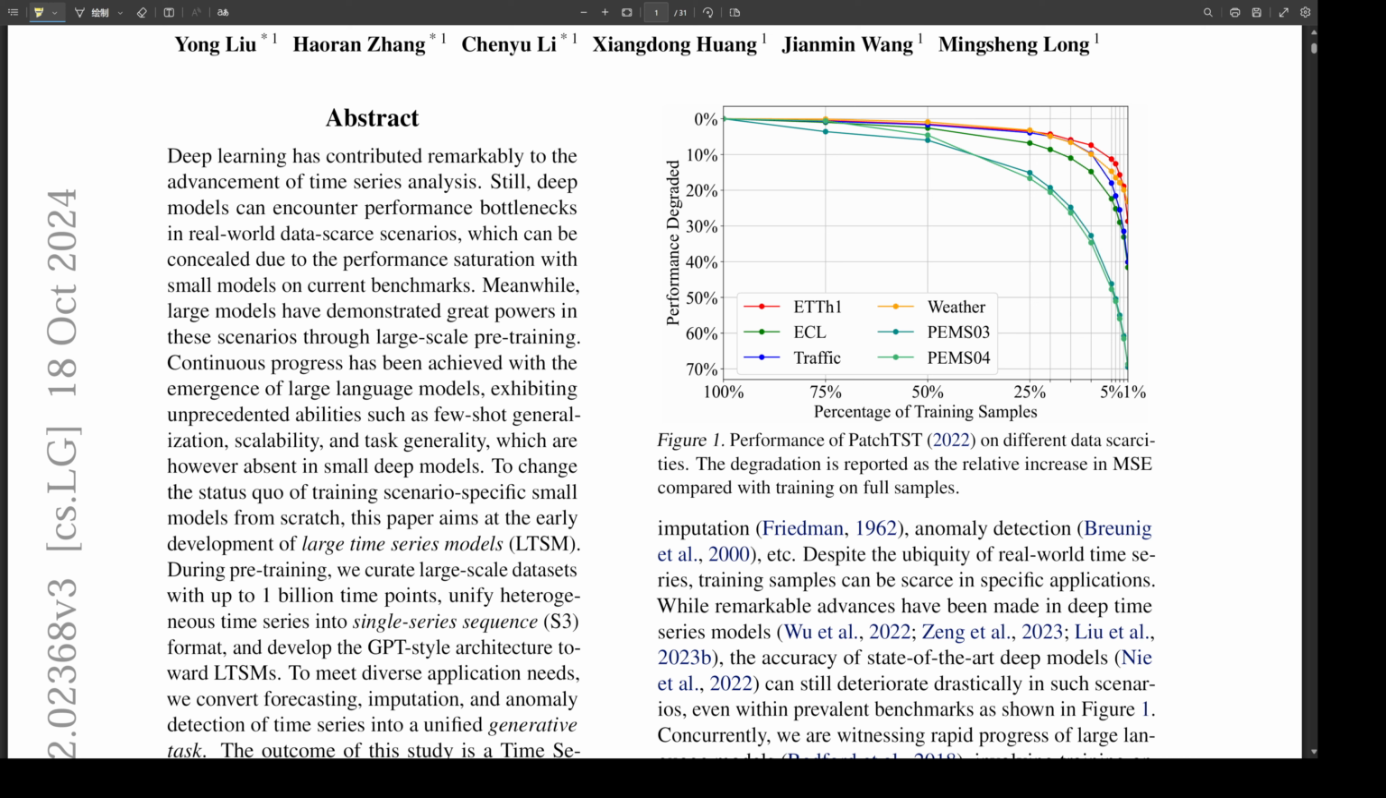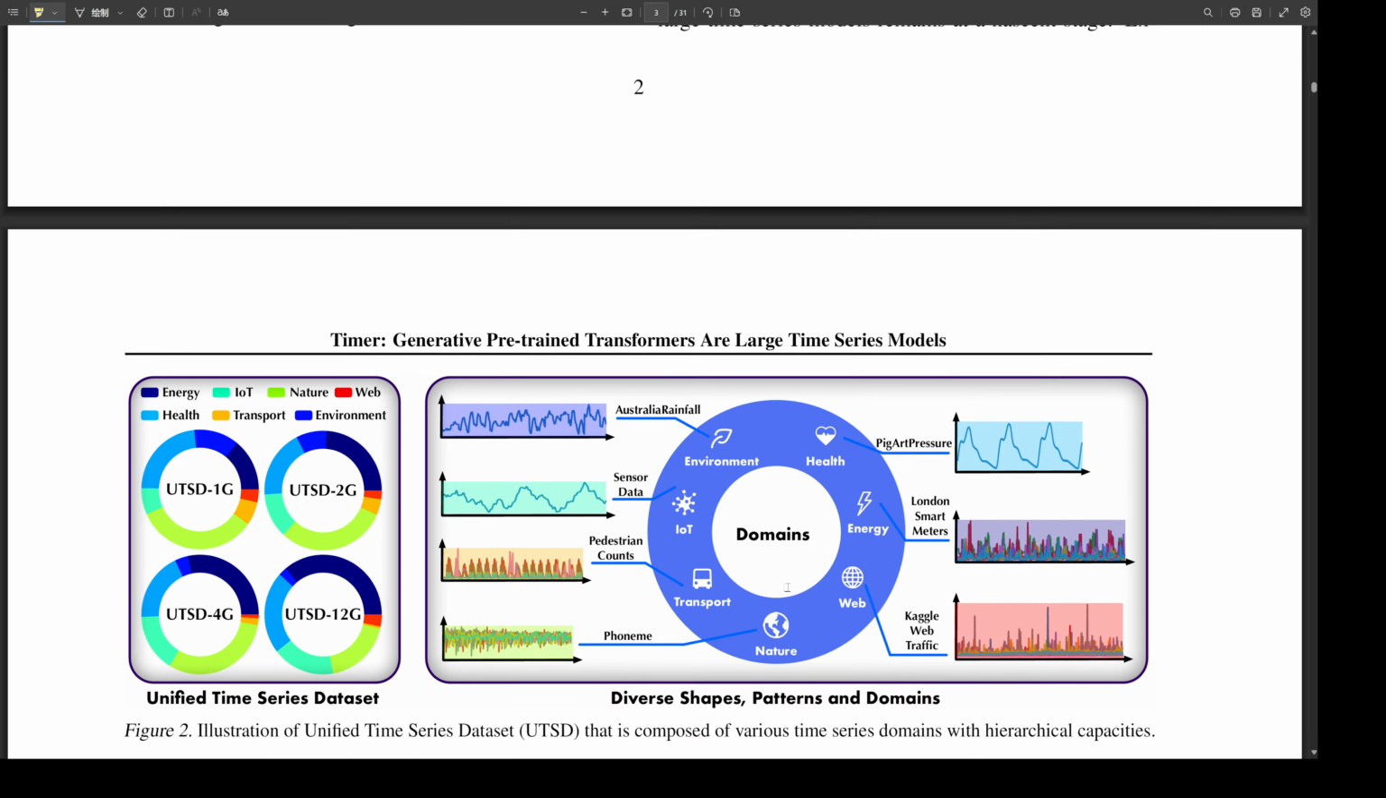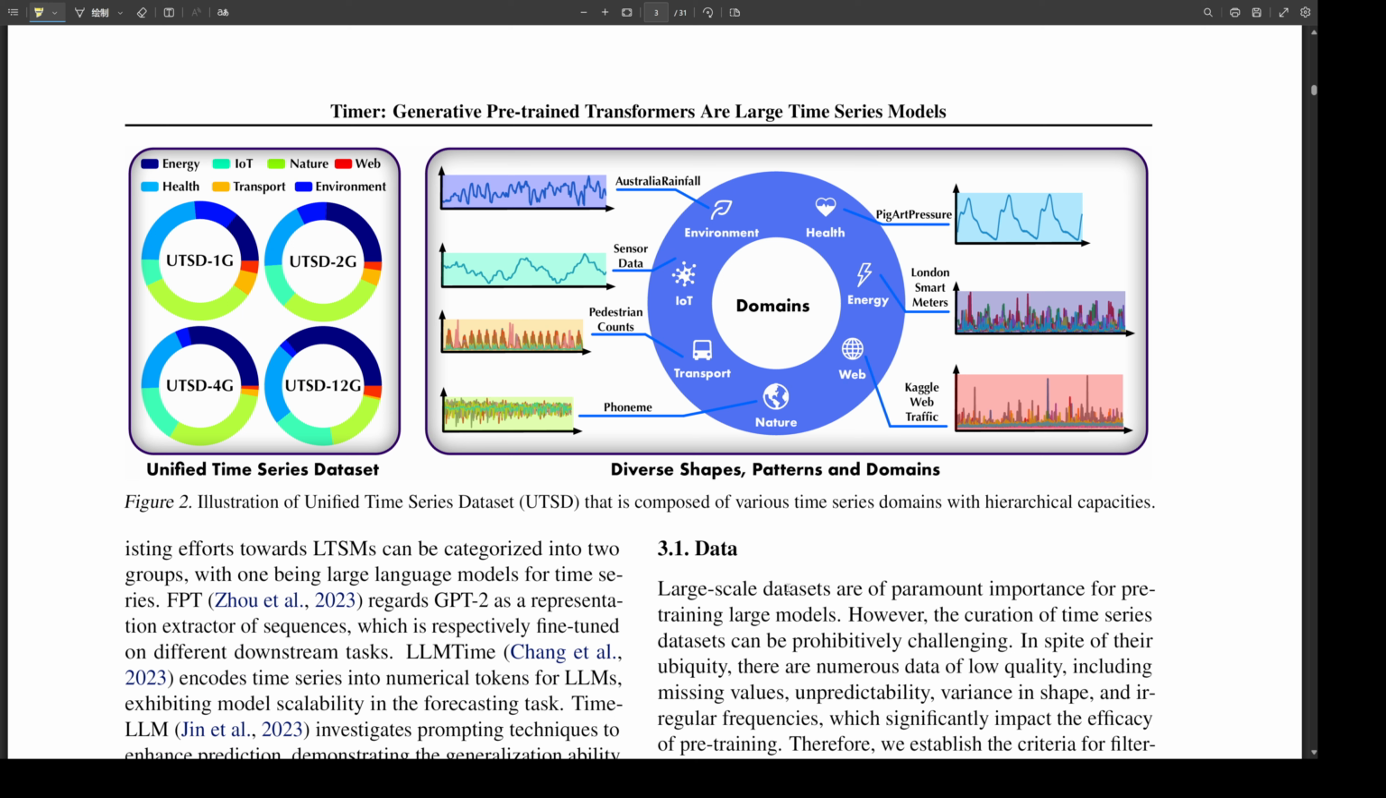Got it. So they're not just grabbing any old time series data, they're being really selective about what they use to train these models. Precisely. And to get that high quality data, they actually created their own massive collection called the Unified Time Series Dataset, or UTSD. It's a huge collection of time series data spanning 7 different areas, from energy consumption to website traffic patterns. It's huge. We're talking up to a billion data points. Whoa, a billion data points. That's mind-boggling. But with so much data coming from all these different sources, it must be really tricky to work with. How do you even begin to make sense of it all?